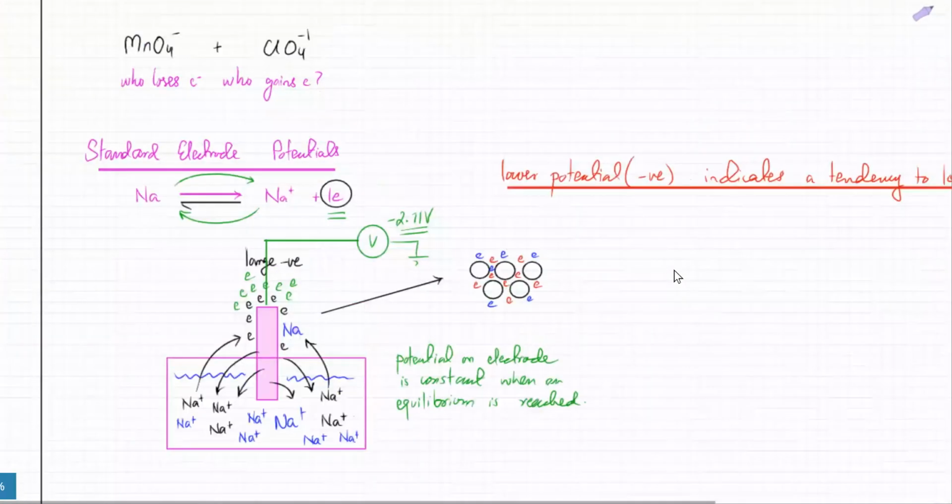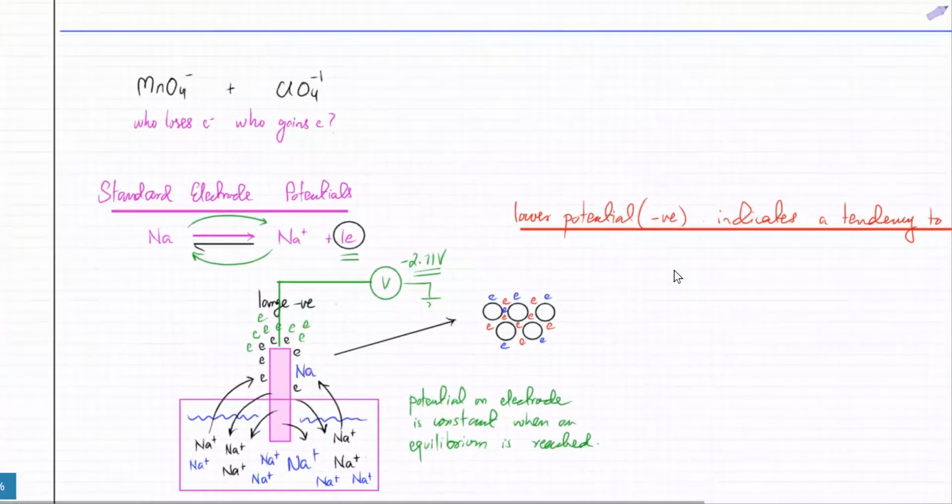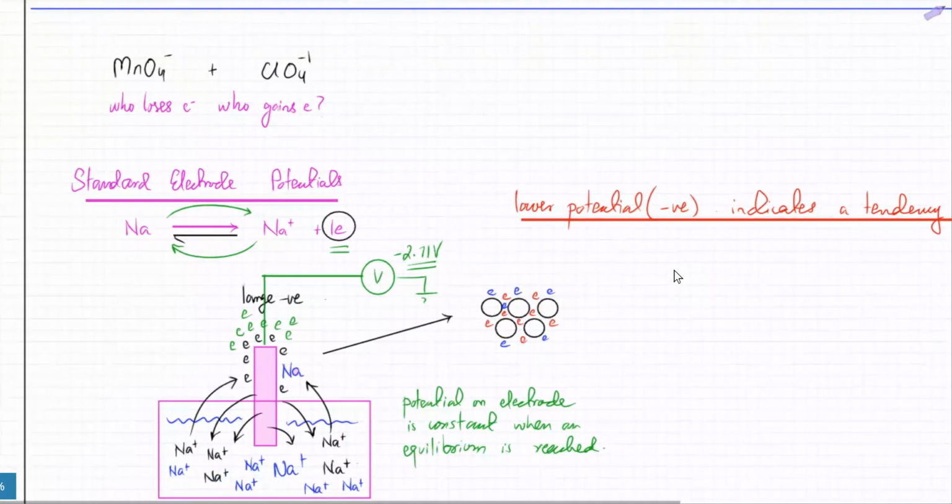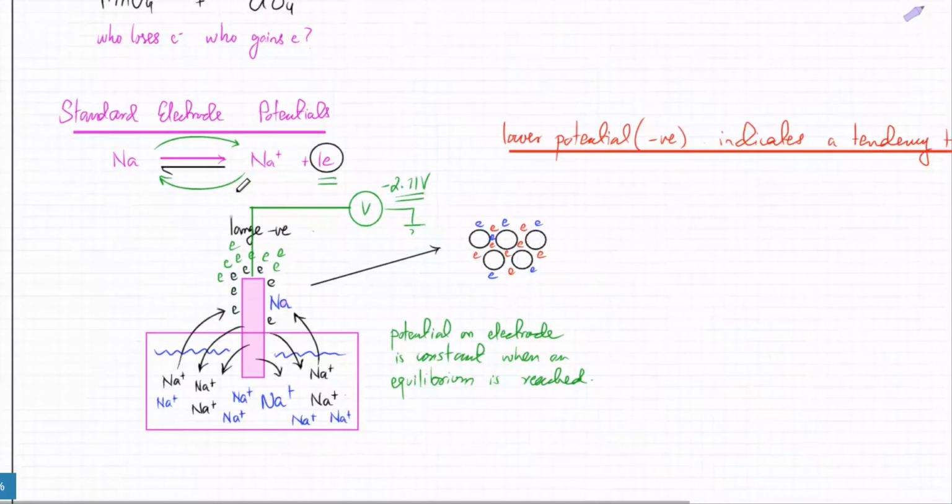So coming back to what we were doing. What we were up to was that we wanted to figure out who's going to lose electrons, who's going to gain electrons. Like, how do you make the equation? So you have standard electrode potentials. For example, sodium, we know that it wants to lose electrons.